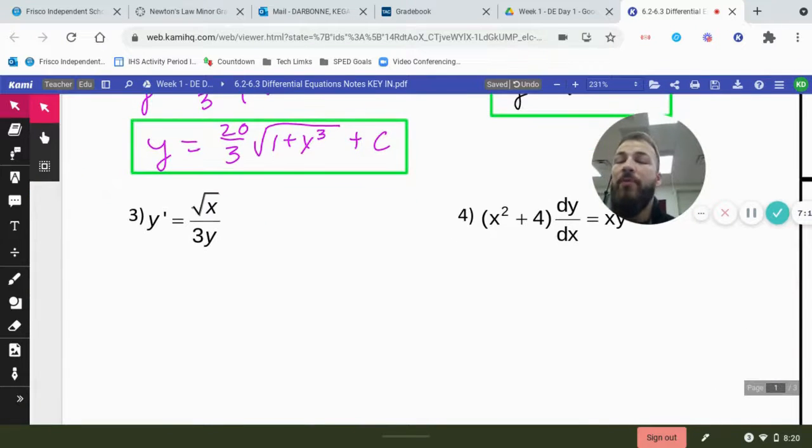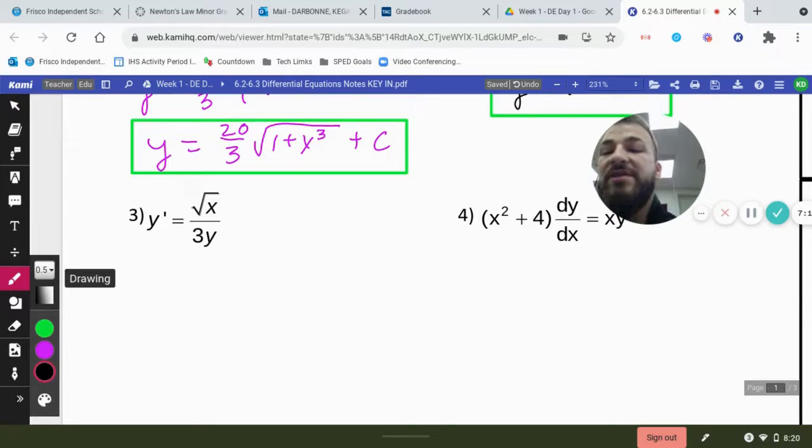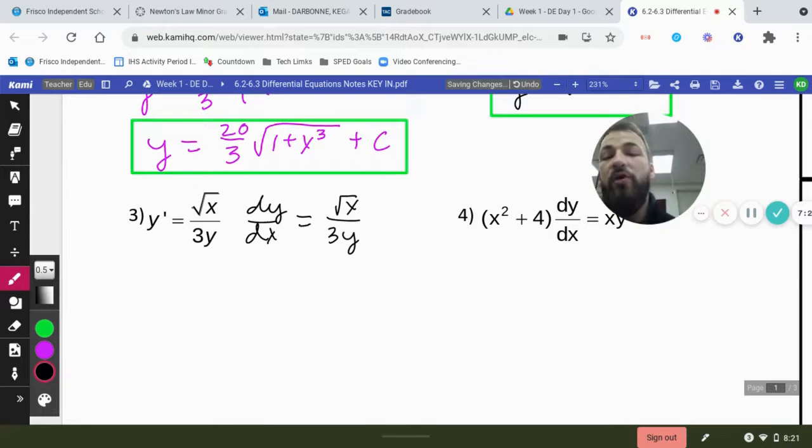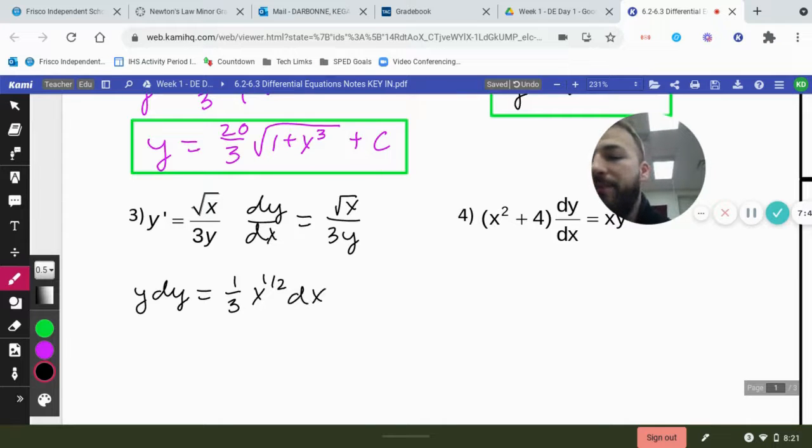So number 3, we have y prime is equal to the square root of x over 3y. So same thing. First and foremost, I want to change that y prime to be dy over dx. And then, of course, over on the right, I still have square root of x and 3y. So then I can multiply the y over, multiply the dx over. So this becomes y dy is equal to 1/3 x to the 1/2. I'm just going to go ahead and change that since I know I need to integrate.